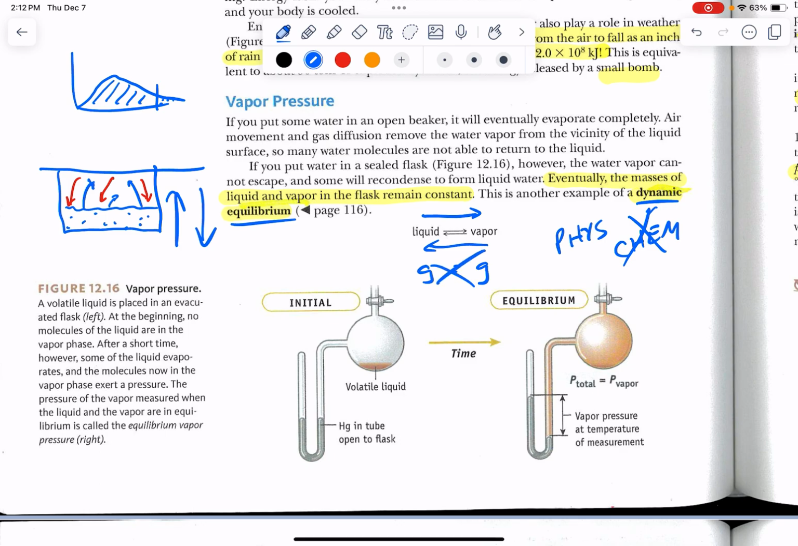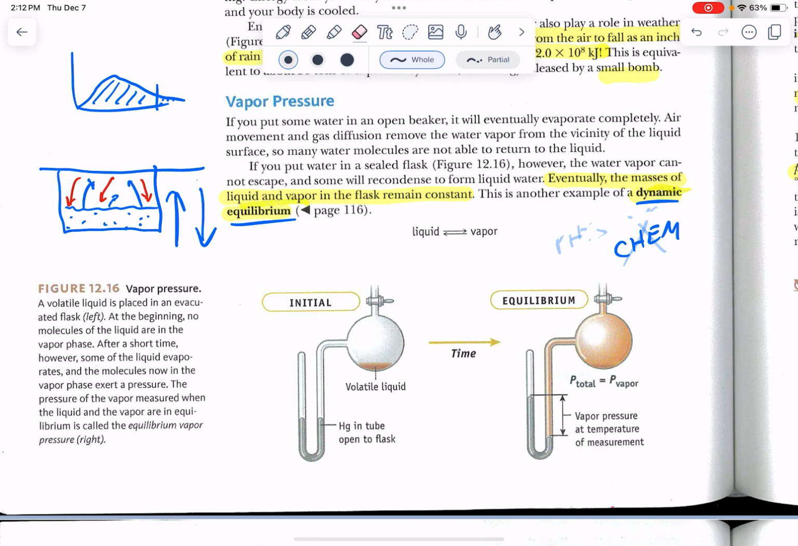What we are saying is that once you reach equilibrium, whatever the mass of the liquid is not going to change, and whatever the mass of the vapor is not going to change, even though you have molecules of liquid becoming vapor and molecules of vapor going back to liquid. Their individual masses don't change. And hopefully that makes sense.